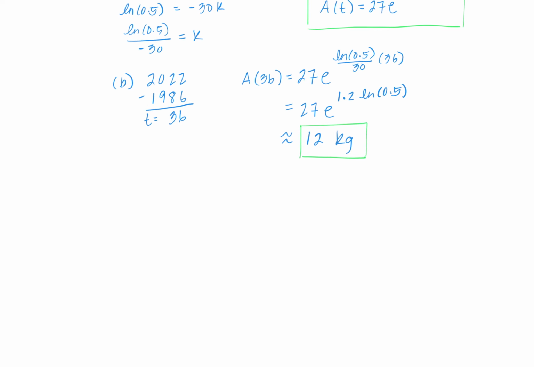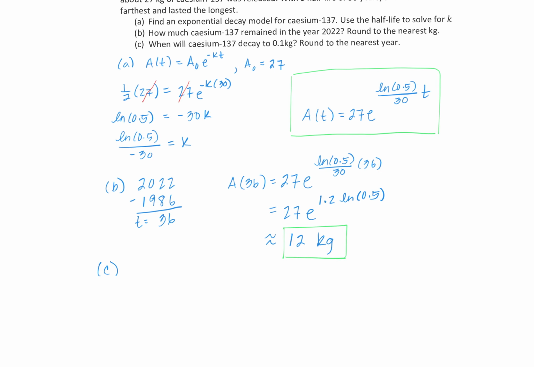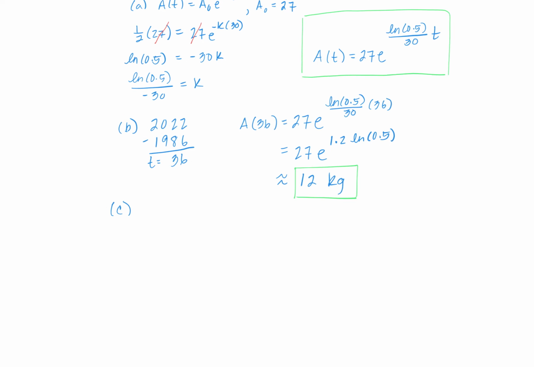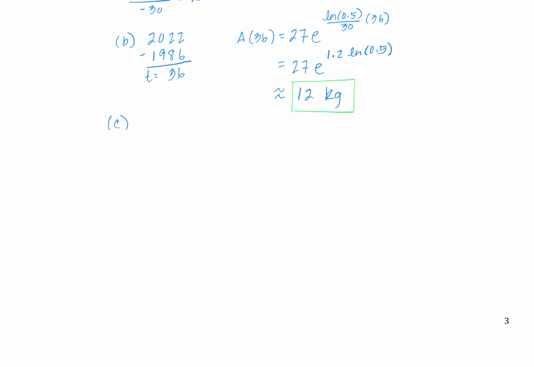Let's look at C. In C, it says, when will the cesium-137 decay to 0.1 kilograms? So essentially get to almost zero, and we'll round to the nearest year. So we want the amount to be 0.1 kilograms. So I'm going to replace A of t with 0.1, and that's 27.